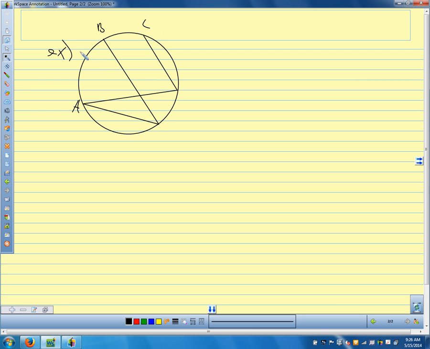And I'm going to say this is 56 degrees. That arc is 56 degrees. This angle is 52 degrees. And this is going to be B degrees, and this is going to be A degrees. And we want to find A and B.